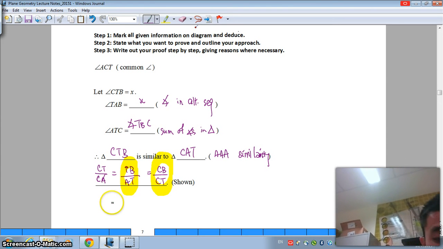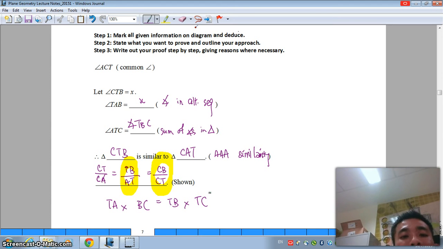Very quickly, just have to do the cross multiplication accordingly. Notice TA is also the same as AT. So TA multiplied by BC, in this case, will give us TB multiplied by TC. Shown. And this is exactly what you need to do. Take note, you need to prove the similar triangle before you make use of the same corresponding side ratio, and choose the two pairs that will allow you to do the necessary cross multiplication.